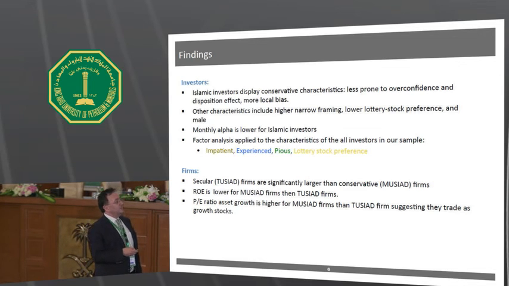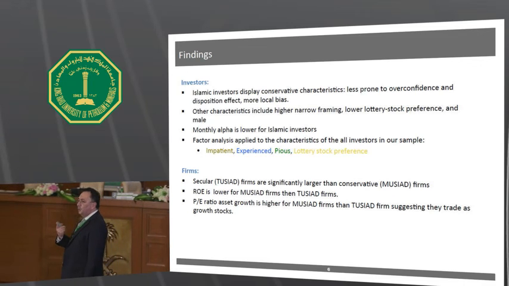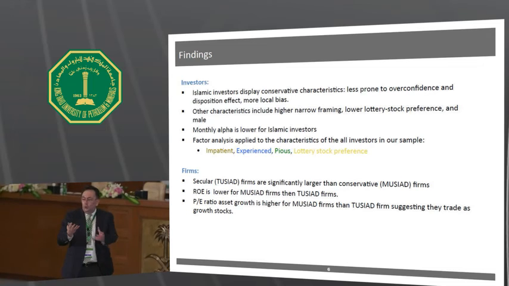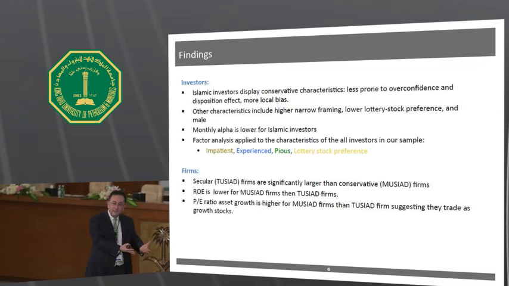Now, also what is important is that monthly alpha is lower for Islamic investors. Remember one of the things that I mentioned to you before, Islamic investors are really very loyal, and they are looking for places to invest their money. Even though they might or might not know, they end up taking a hit in terms of getting a low return.